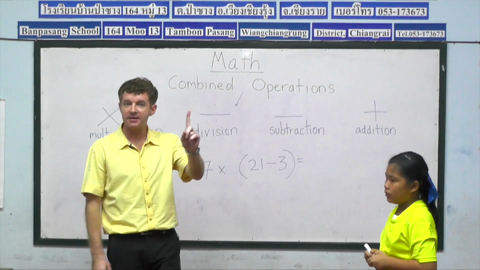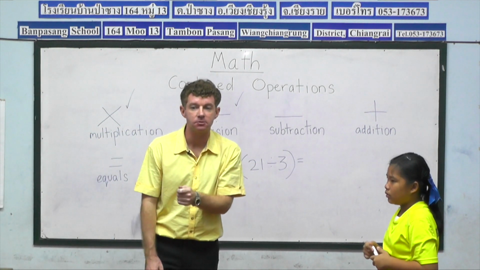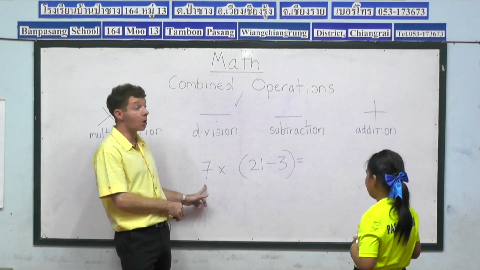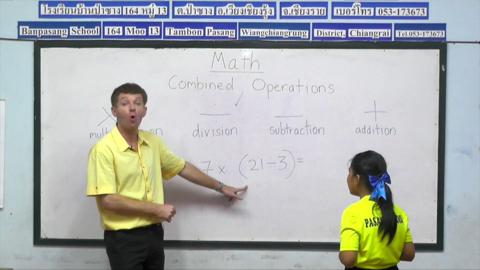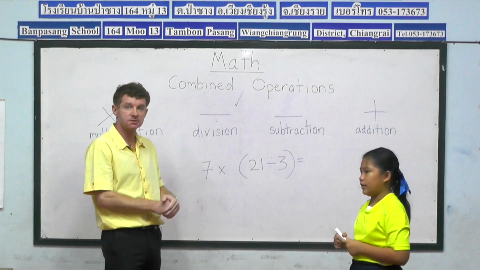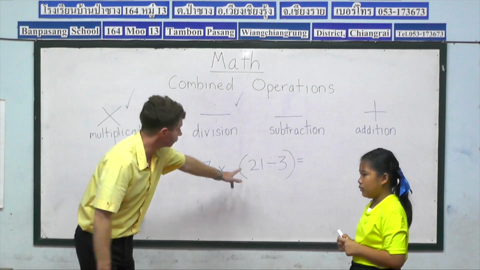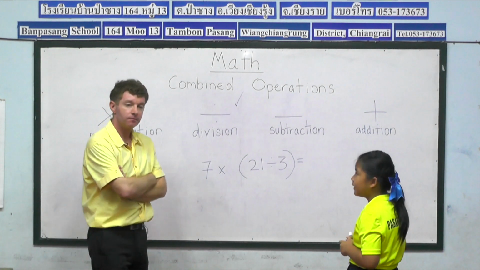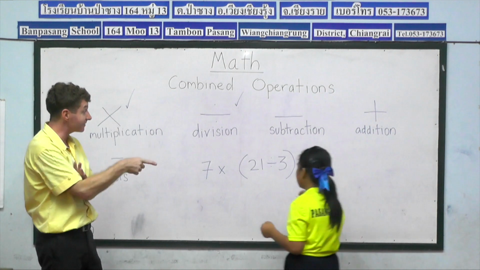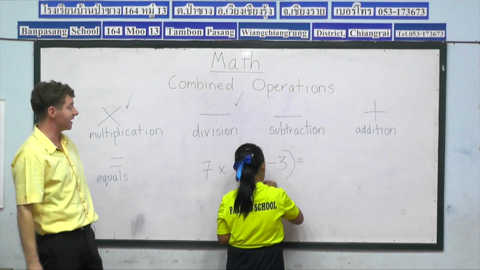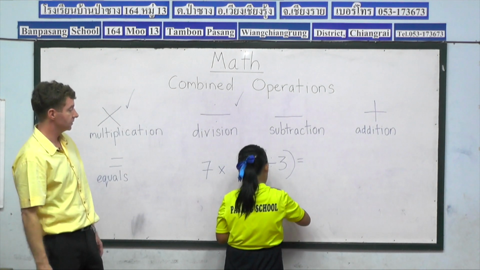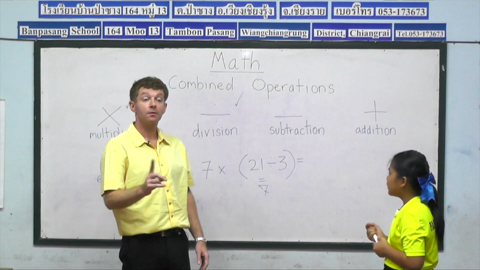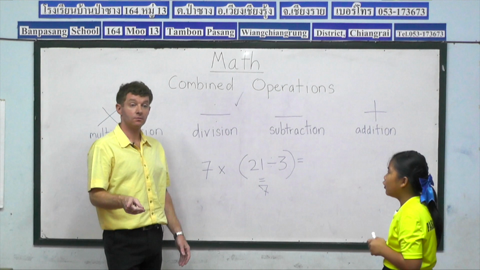Now remember, guys, combined operations. Where do we begin? Do we begin here? No, we begin always in brackets. So first sum, 21 divided by 3 equals 7. Excellent, Lakgao. So you can write 7 underneath. Are we finished yet, guys? No. 7 times 7 equals 49.